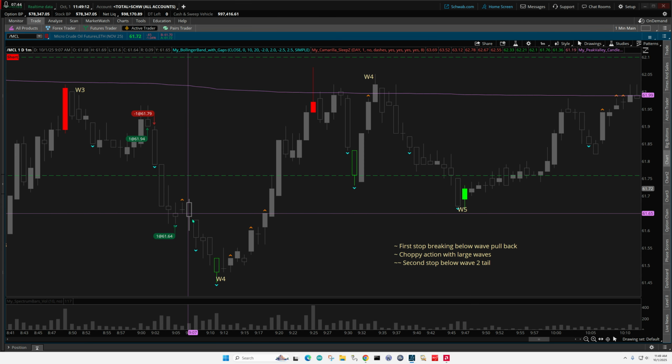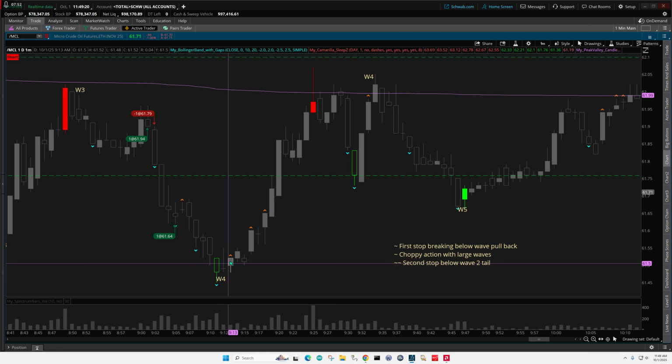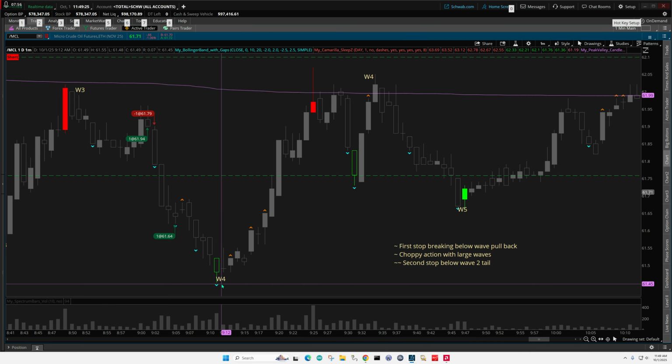So where would the better long have been? Well, if you took another stop here, then you patiently wait if you're wanting to go long, and then here you get candle body over candle body. This is the candle right before the close. You go long on, and then your stop would be down here.